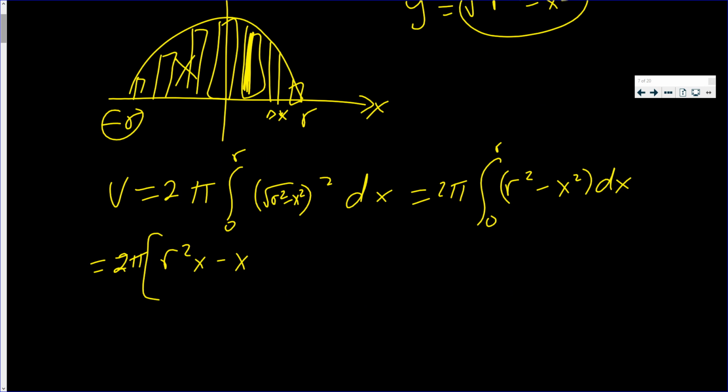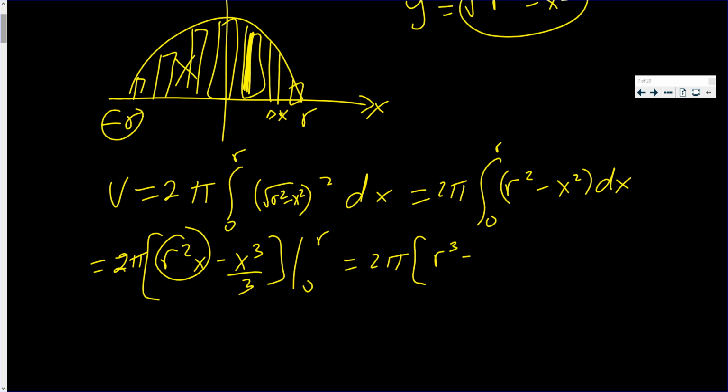So I get 2 pi. Here, I get r squared times r, which is r cubed, minus 1/3 r cubed. So I have 1 r cubed, and I'm taking away 1/3 of r cubed. How many r cubes do I have? I have 2/3 r cubed. And there it is. 2 times 2 is 4, times pi is pi, times r cubed over 3. That is the volume of the sphere.